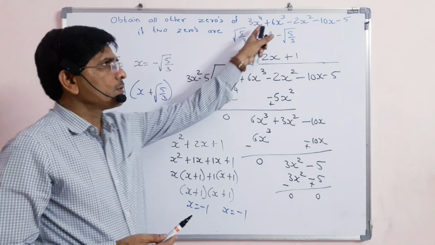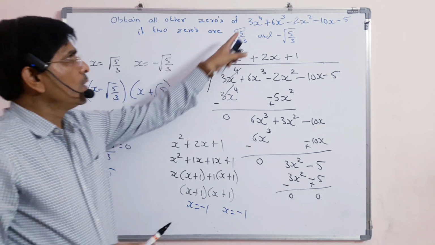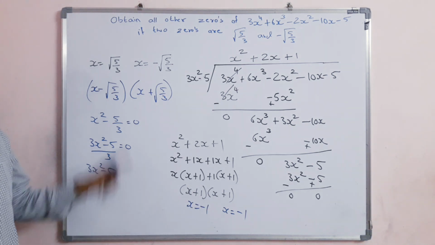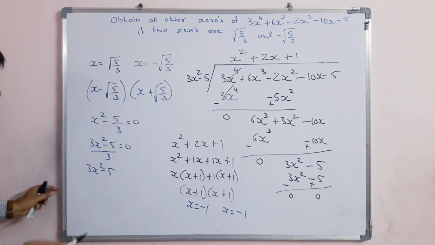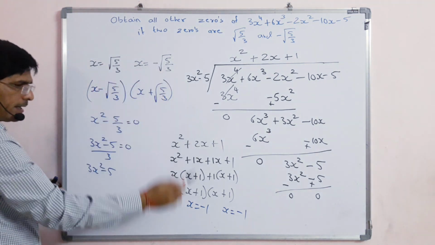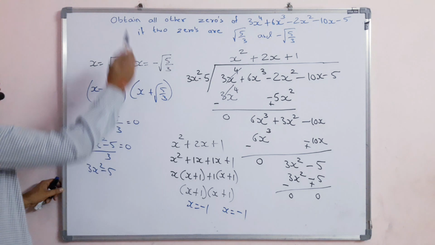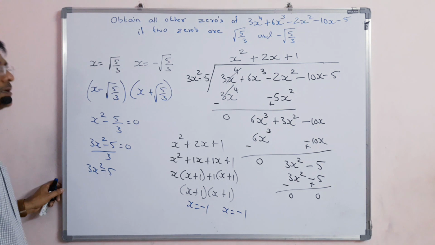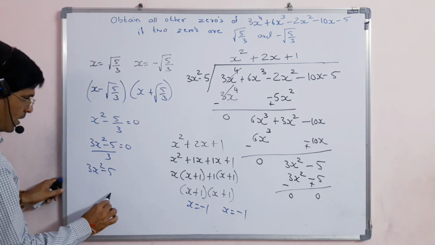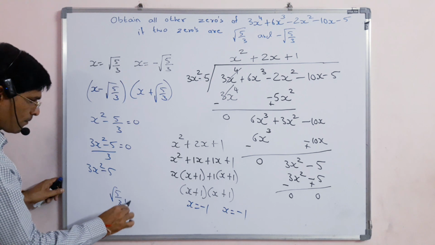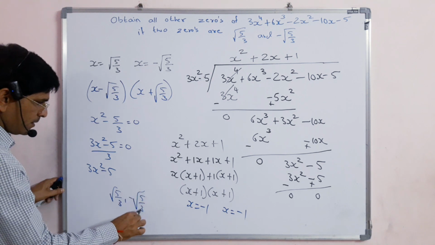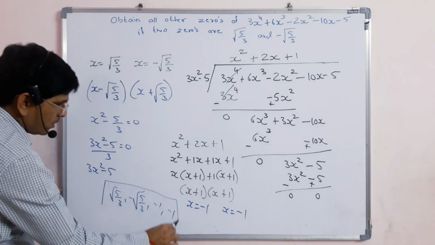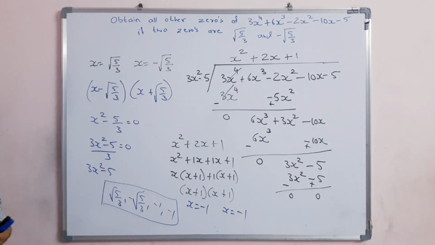So 4 zeros we have to find because the power is 4, and 2 zeros are given. When the power is 4 and 2 zeros are given, we have to find the other 2 zeros. So how many zeros are there now? First, 2 are given and the other 2 we have found. So to obtain all other zeros, −1 and −1 are the other 2 zeros. So √5/3, −√5/3, −1 and −1 are all the zeros of the given polynomial.